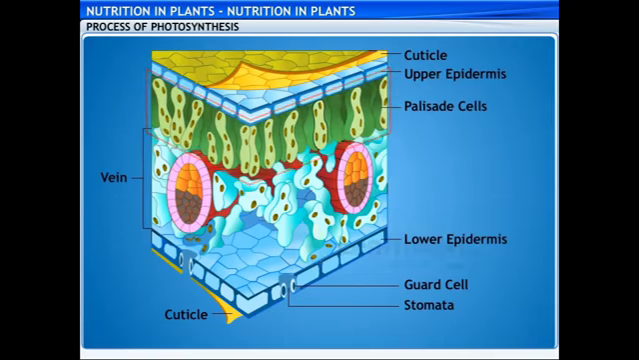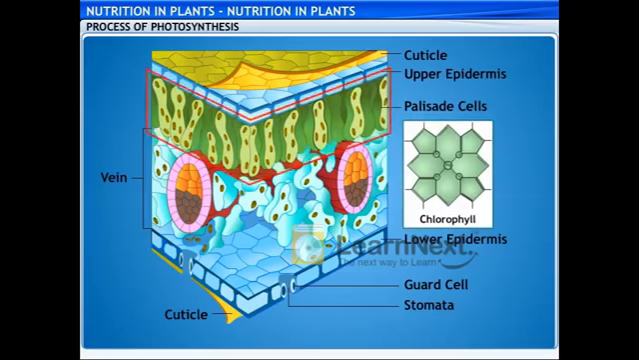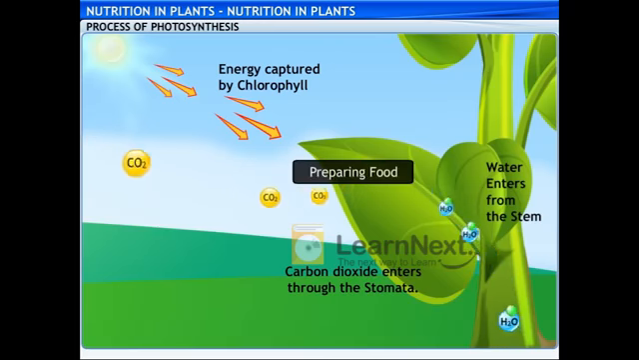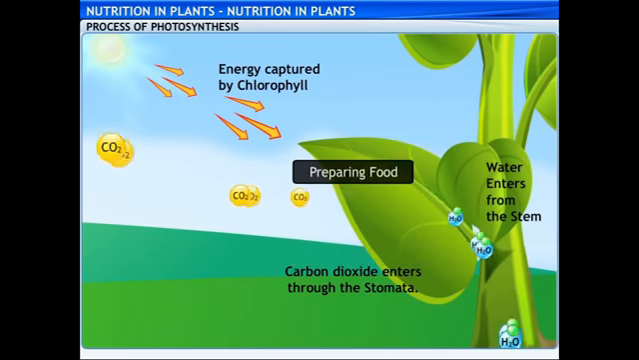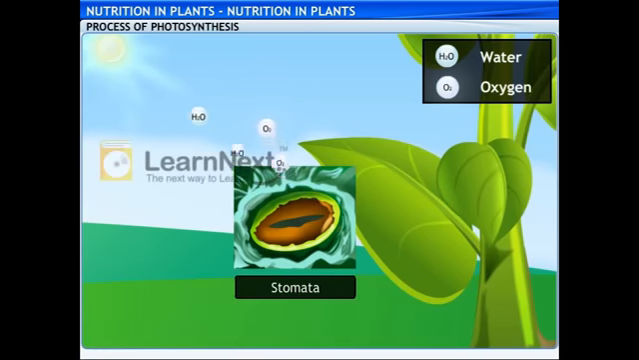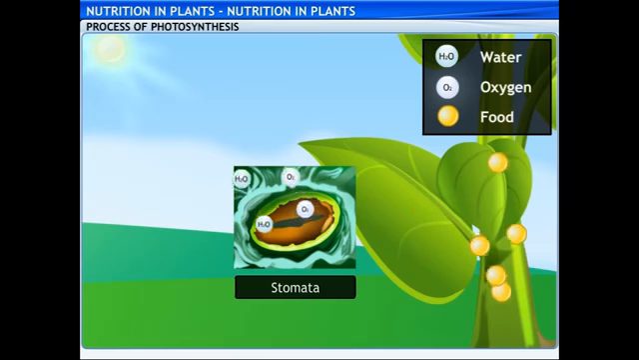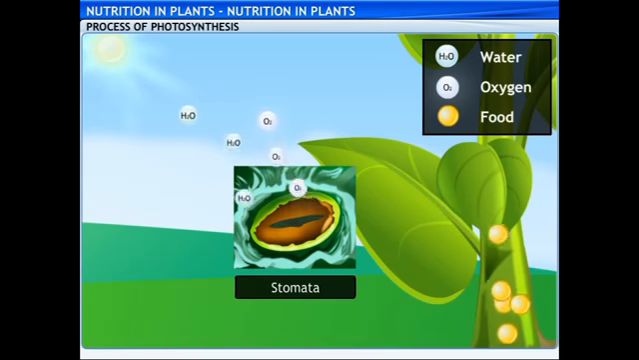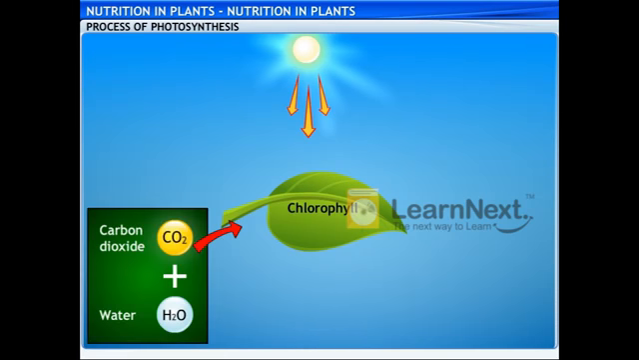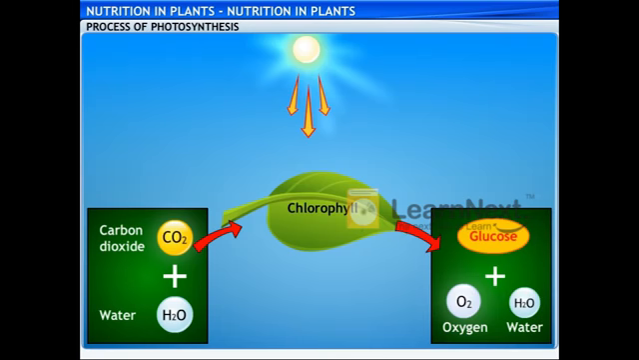Above this is the layer containing palisade cells containing green pigments called chlorophyll, which capture energy from sunlight and use it to prepare food from carbon dioxide and water. The byproducts are oxygen and water, which are released through stomata during daytime. This food that has been made is sent to other parts of the plant through the veins. Thus, we can say that during the process of photosynthesis, energy from the sun is captured to convert carbon dioxide and water into sugar and oxygen by the chlorophyll.